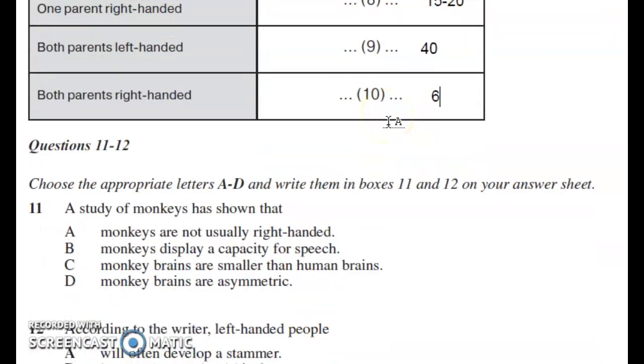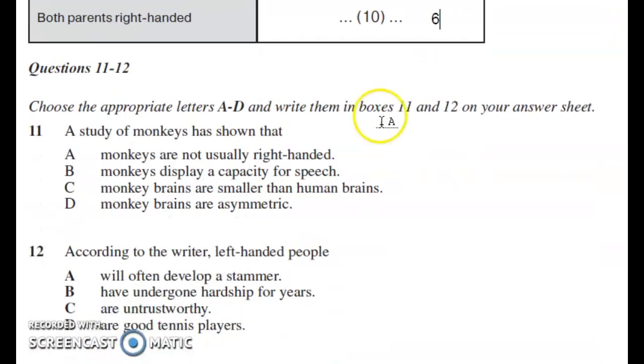Let's go to the next type of questions. We have two multiple choice questions, questions 11 to 12. Choose the appropriate letters. The study of monkeys has shown that... Let's discuss first of all the options. The study of monkeys has shown that monkeys are not usually right-handed, monkeys display a capacity for speech, monkey brains are smaller than human brains, and monkey brains are asymmetric.